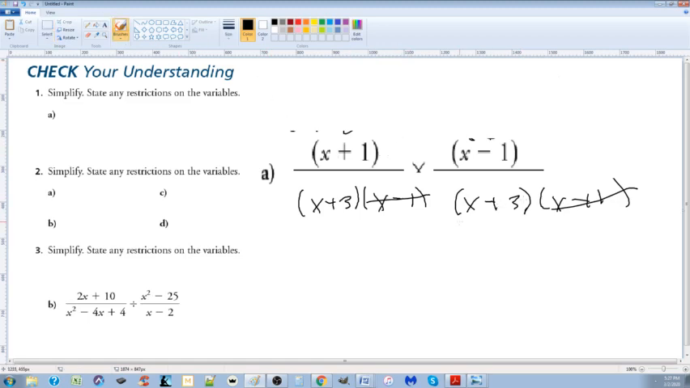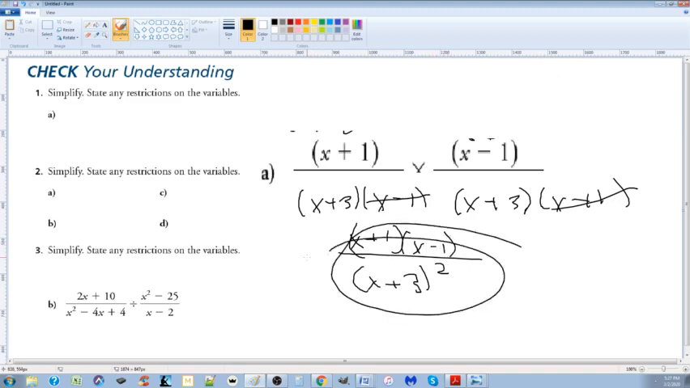Then look, I've got x plus 3 times x plus 3, so we can just make it x plus 3 squared at the bottom. And at the top, it's back to the difference of 2 squares. It would be x plus 1 times x minus 1. And there, that's our simplified form. We found the restrictions.